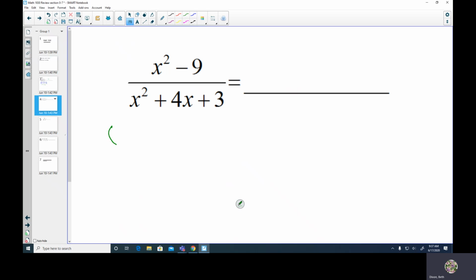On the top, x squared minus 9, because it has two terms, I know that the middle term will add to 0. So that means it's going to be the difference of two squares. I'm going to get an x minus 3, then an x plus 3. These have to multiply to give me 9, and then the middle terms have to be opposite, so it's a minus and a plus, so that the middle term is 0.